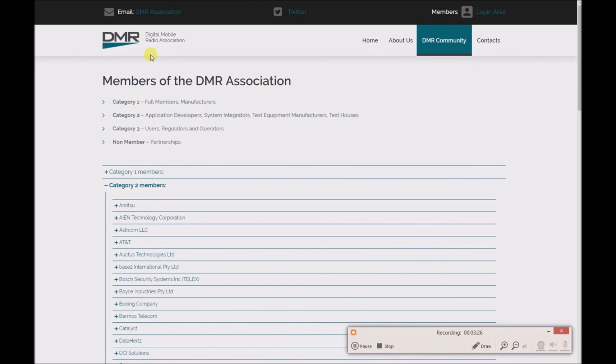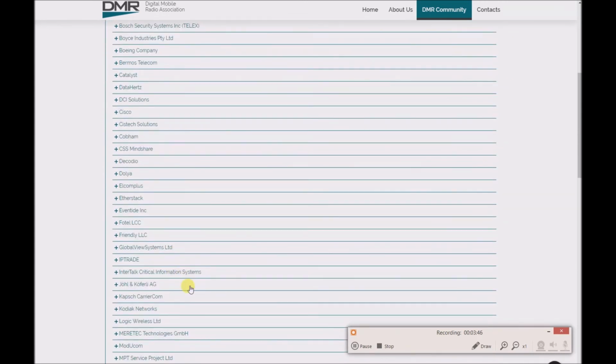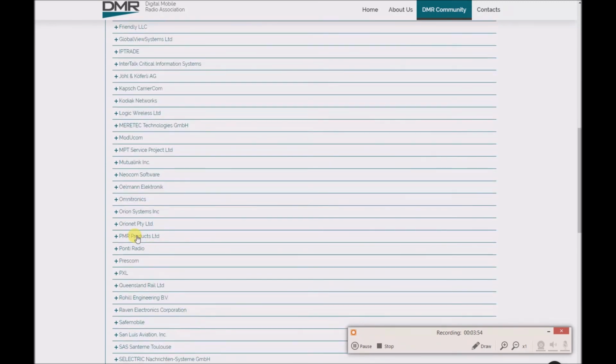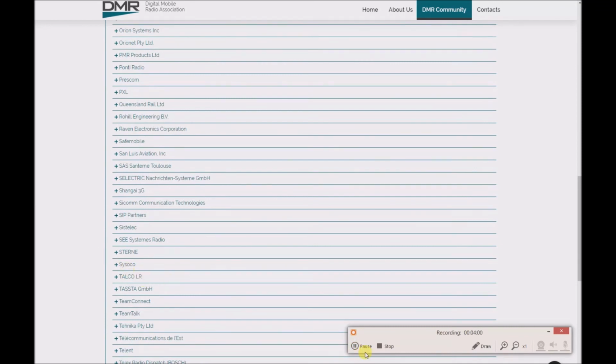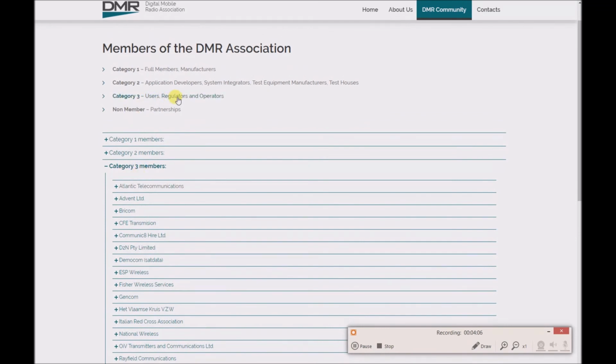Okay, so once again, DMR had different categories of members. Application developers, system integrators, test equipment manufacturers. So maybe this is related technology kind of business, like test equipment and software developers. Well, these are some of the companies. Cisco, Kodiak Networks, Orion Systems, PMR Products Limited, Sissoko. Okay, this is the Category 3 users, regulators, and operators.